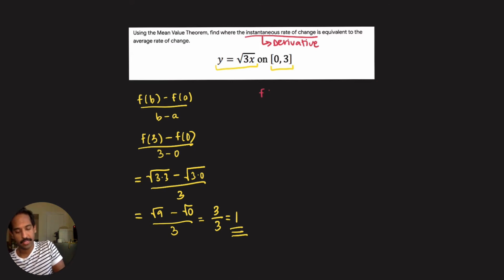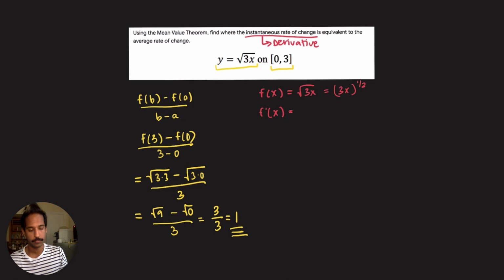So if f of x equals the square root of 3x, I'm going to rewrite this as 3x to the power of 1/2. What is f prime of x? In order to find f prime of x, I'm going to have to apply the chain rule. So I'm going to take that 1/2, put it on the outside, 1/2 times 3x to the negative 1/2 times the derivative of what's on the inside. The derivative of 3x is just 3.